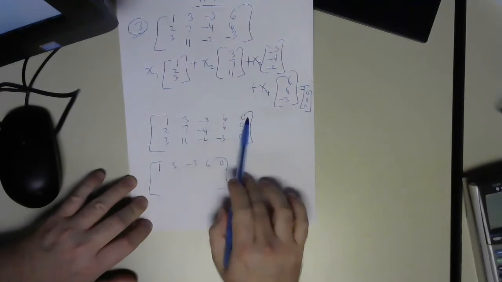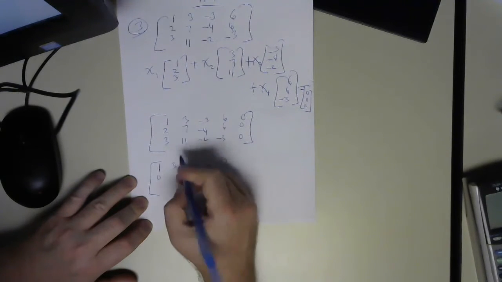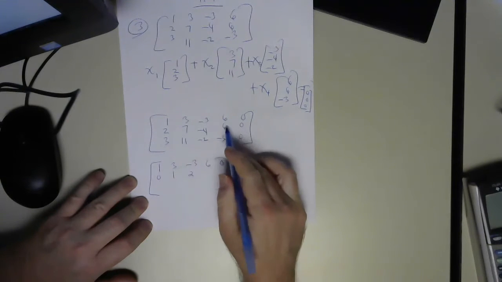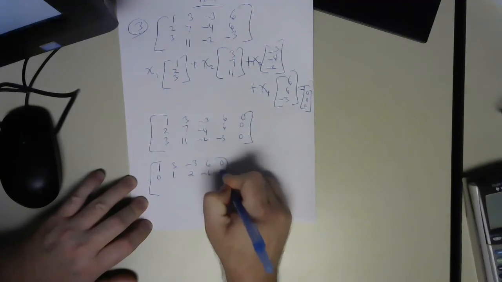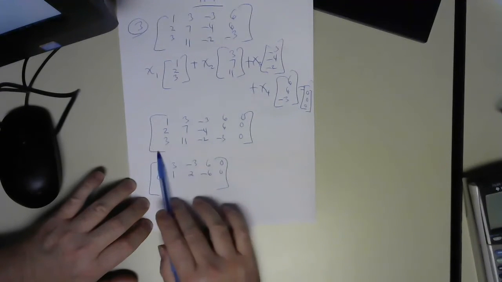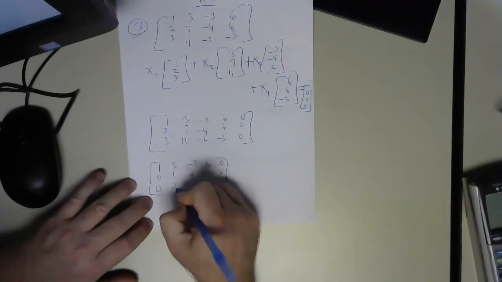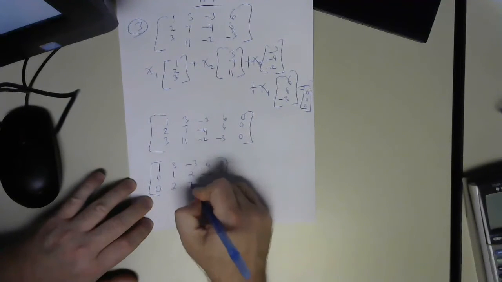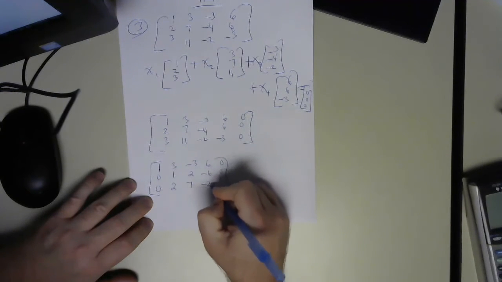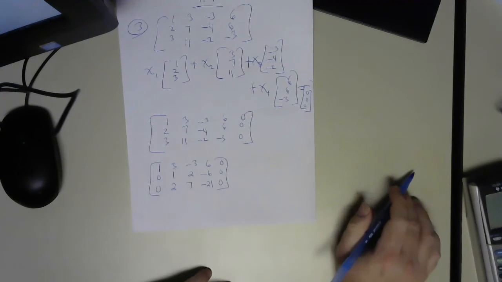So I'm going to say -2 times the first row plus the second row. So -6 plus 7, 6 minus 4, -12 plus 6. And we'll go ahead and fix the last one too. -3 times the first row plus the third row. So -9 plus 11, 9 minus 2. Let's see, -18 minus 3, I think. And the 0 is not going to change.